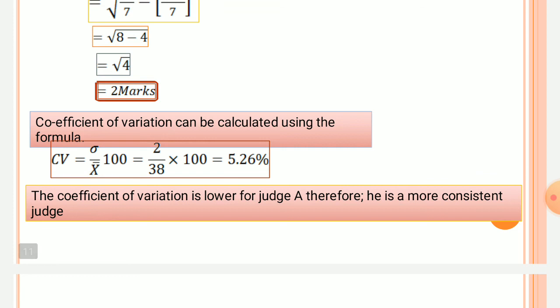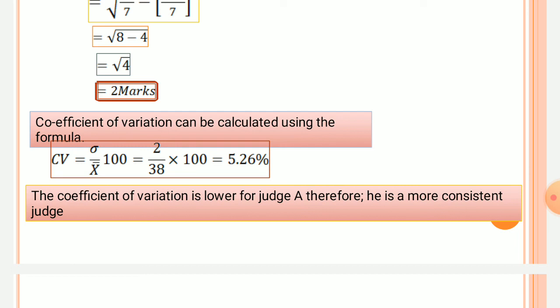Now coefficient of variation can be calculated as CV is equal to standard deviation or sigma divided by arithmetic mean or x bar into 100, equal to 2 by 38 into 100, equals 5.26%.